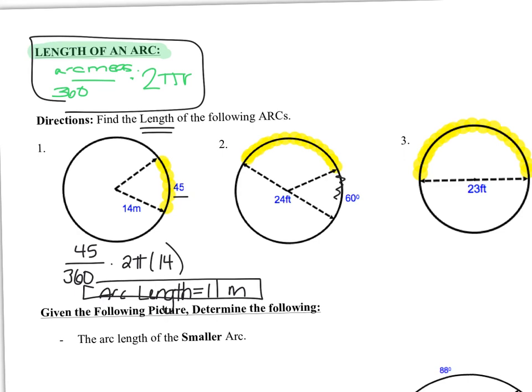So I know this arc measure is 60, which means this arc measure has to be 120. So I would do 120 over 360 times 2 pi. My diameter is 24, so my radius is 12. So I do 120 divided by 360 times 24 pi. I get 25.1 feet is my arc length.